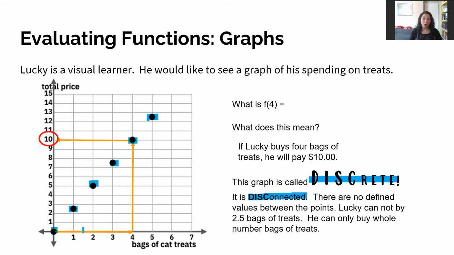Why? Well, because I can't just be like, yo, I'm a cat, I'm gonna take whatever I want, and I'm gonna take 2.5 bags of treats and just leave all those other little fish-shaped things all over the floor and only pay for half of a bag. No, that's not gonna happen. You can't go into the store and be like, I only ate half the bag of chips, so here's 50 cents. Not gonna happen. Discrete data, it has to be whole numbers. You can't cut them into parts.